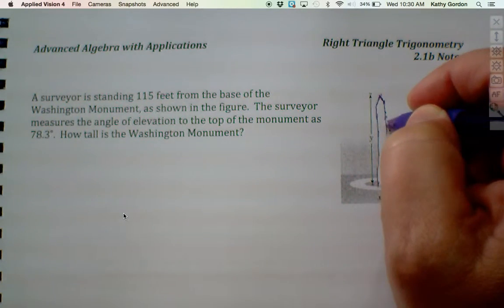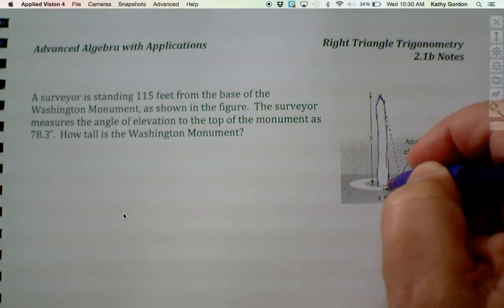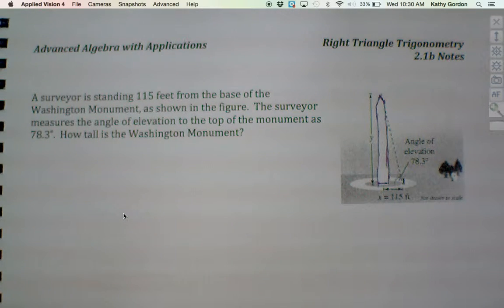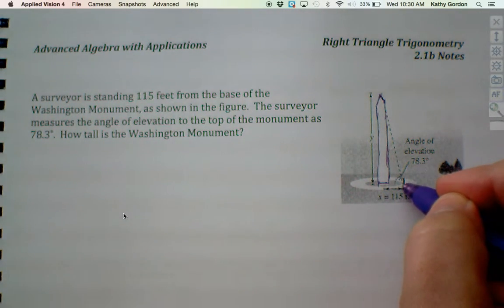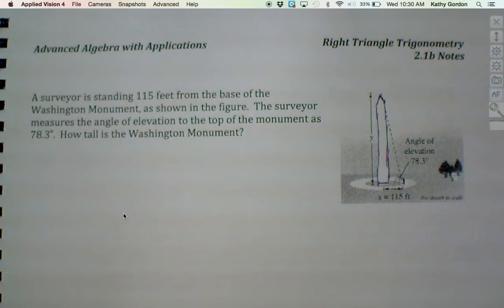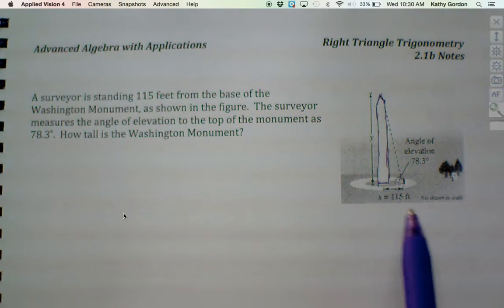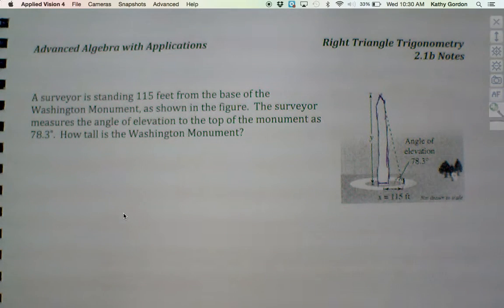Our picture got a little light up there. So the monument looks something like that. If you've been in Washington, D.C., you've seen it. Okay, and our surveyor here is this tiny little person right there. So he's 115 feet away from the base. And they've got that marked on our picture and measured off for us already.